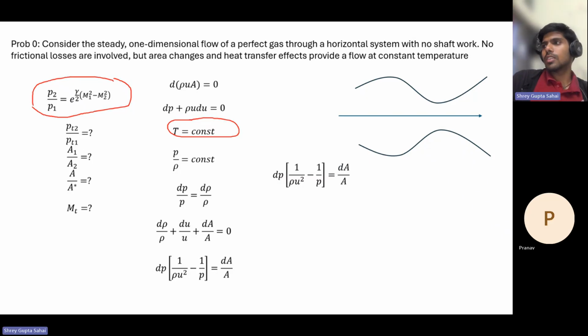Let's start doing this. U square is gamma RT. Now this rho RT becomes P. So it's gamma P. So you can actually take 1 by P common. I think that's it.